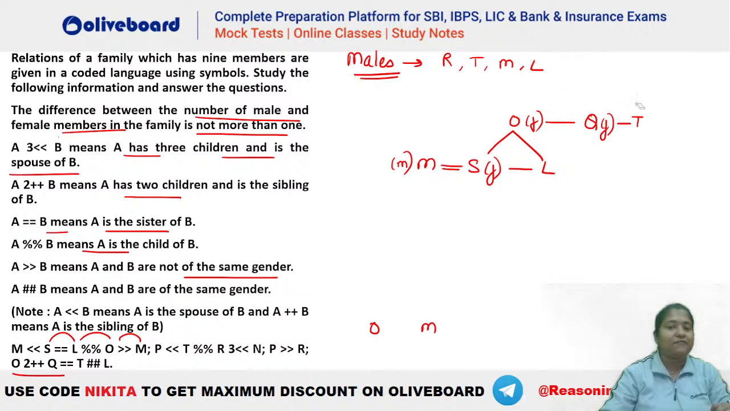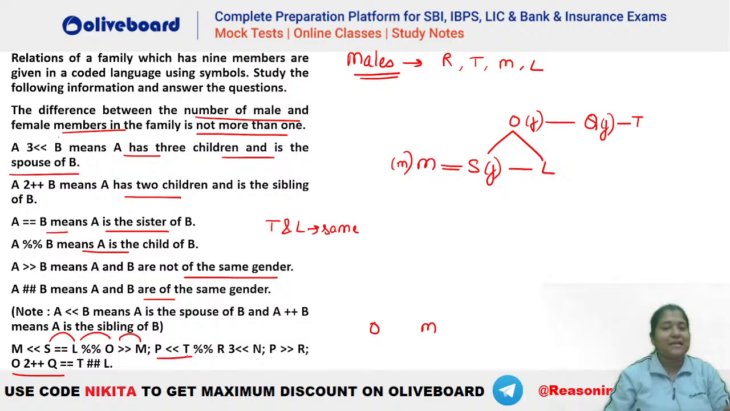Okay. After that, let's see what else do we have here. You can see we have T hash L. Hash means same gender. So T and L should be of same gender. Okay. So T and L same gender. Whatever it is, it has to be same. Either male or female. We will check that out later. Okay. So we have got T also.